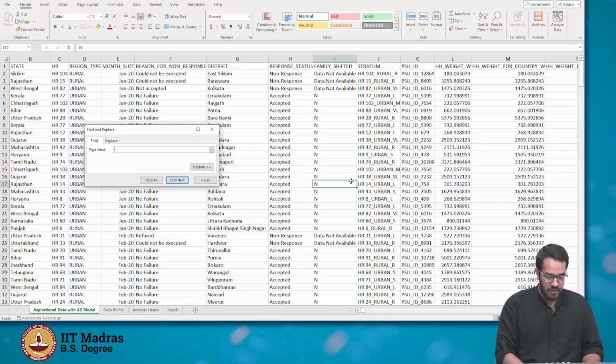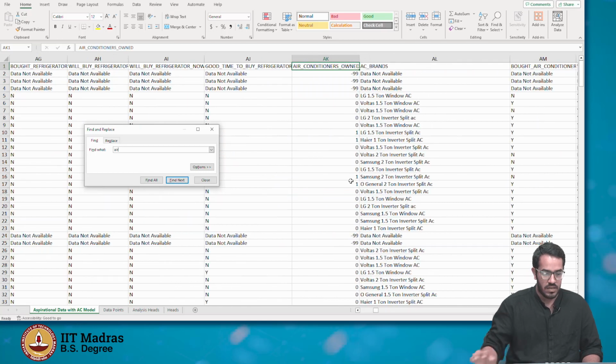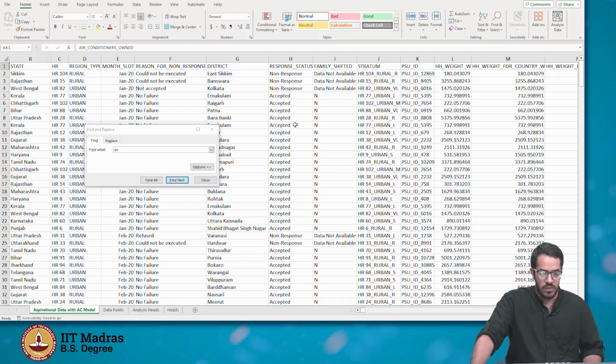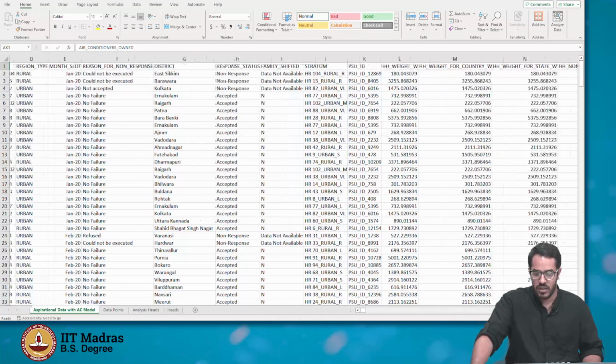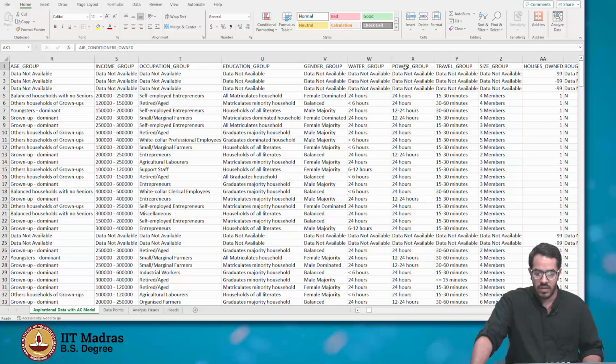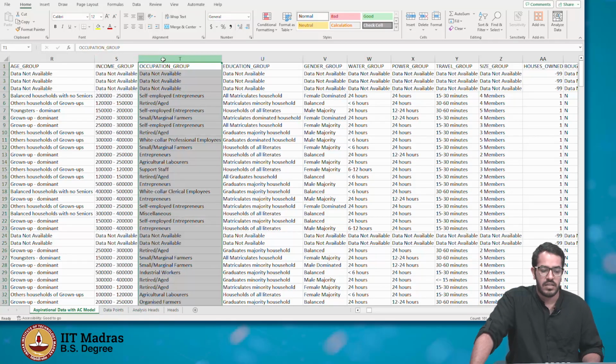So, I'll Control F, that is search, and I'll search for air. So, this is till AK, right? So, what I will do is I'll go back to the point where we have our income, which is, that is where, column S is where we have the income.